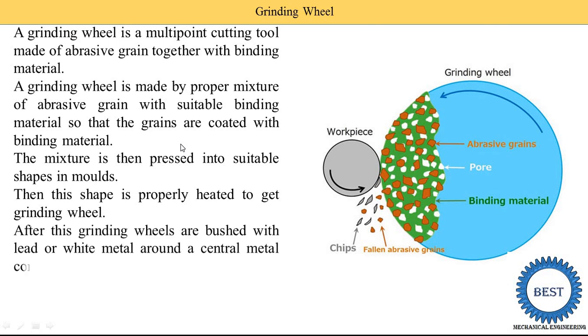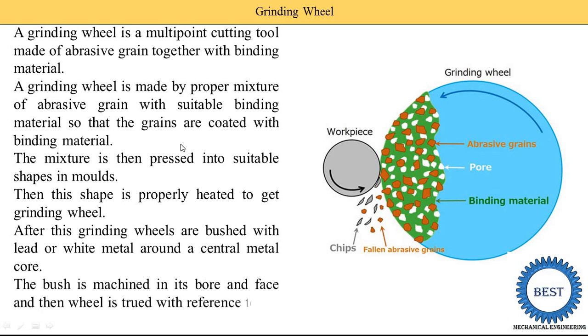After this heat treatment process, the grinding wheels are bushed with lead or a white metal around the central metal core. Bushing is the process of taking the proper diameter of the grinding wheels. The bush is machined in its bore and face, and the wheel is trued with reference to the bore axis. This means the bush is created on the face as well as on the side.